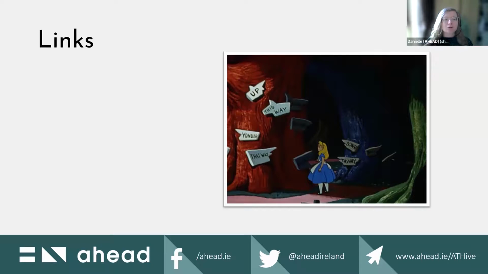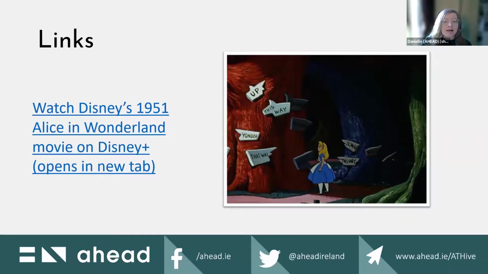It might be leading to a Rickroll video, or it might be leading to an actual important information page. So putting the web page or document title, the organization or the source in the text of the link, and marking whether the link opens in a new tab or not are great ways to help situate your users. So I have an example there. I've put in the link to watch Disney's 1951 Alice in Wonderland movie on Disney Plus, and I've just put in brackets there, opens in a new tab.